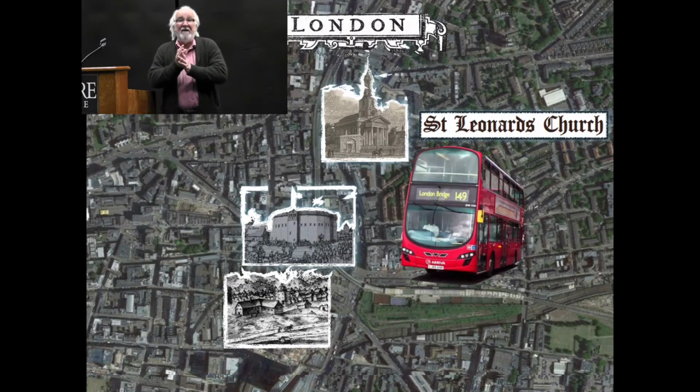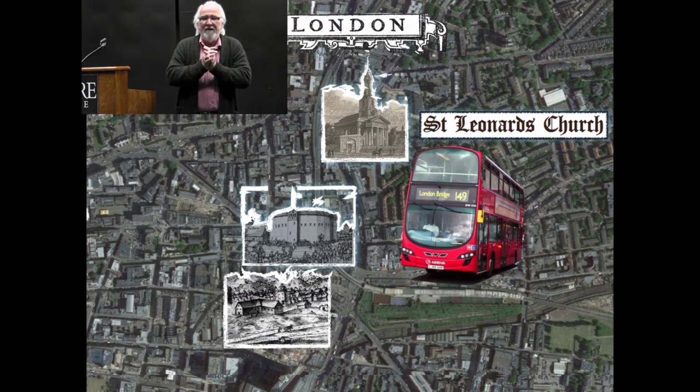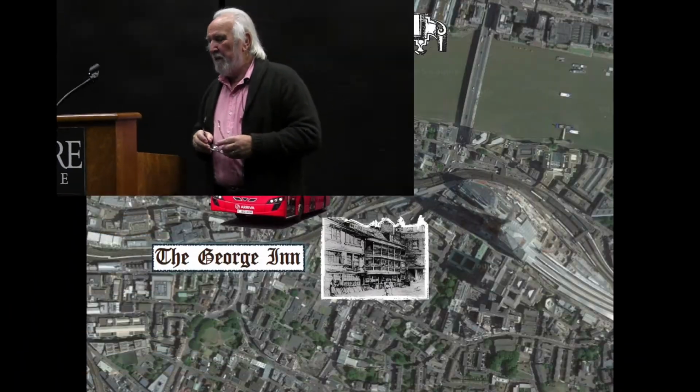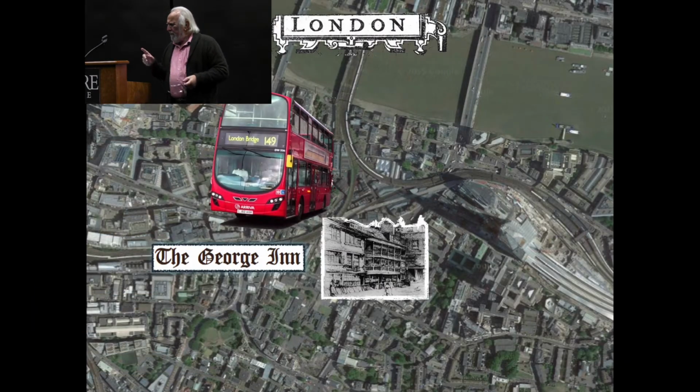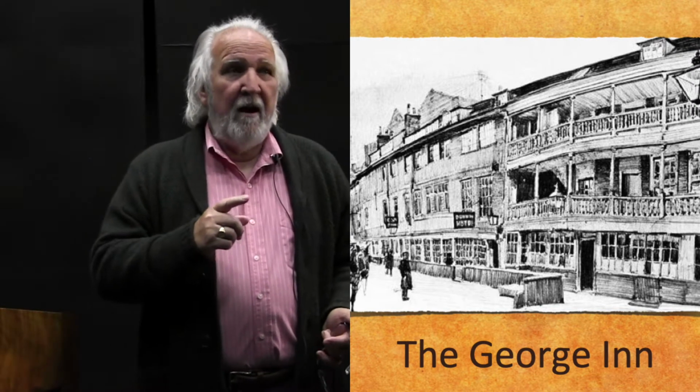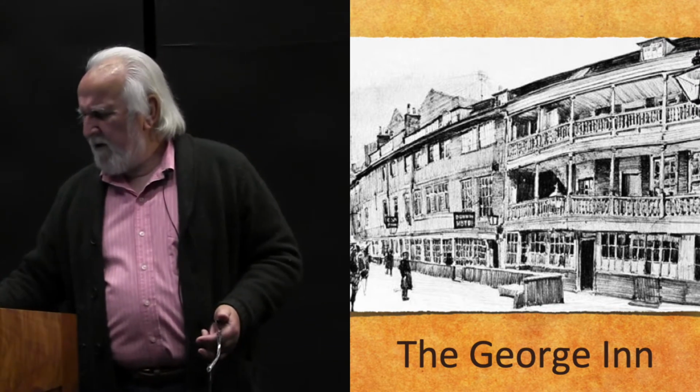Now, when you're in the square there, go and catch the 149 bus that will take you to London Bridge, the main entry into London from the south at the time. Now, when you're there, and you get off the bus, you're on Southwark High Street, and you're going to look for an entryway that's going to lead into a pub called the George Inn, which is the last remaining inn from that period.